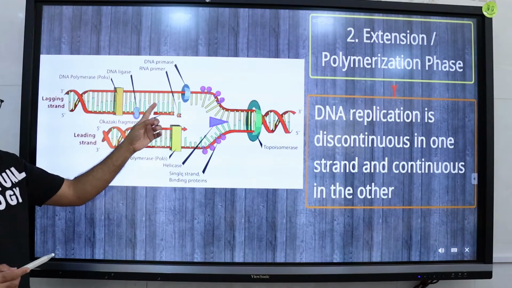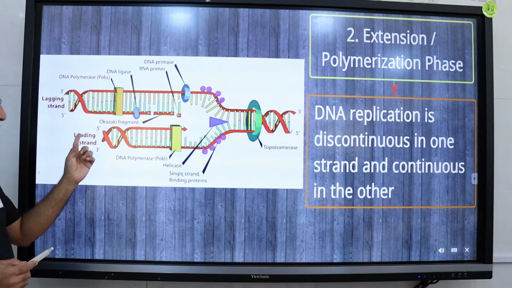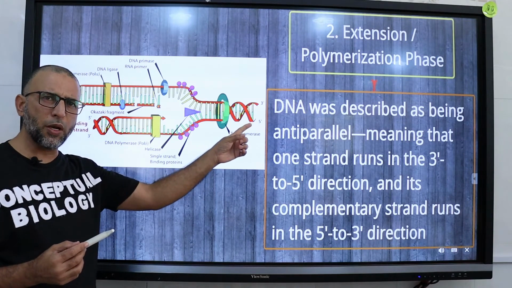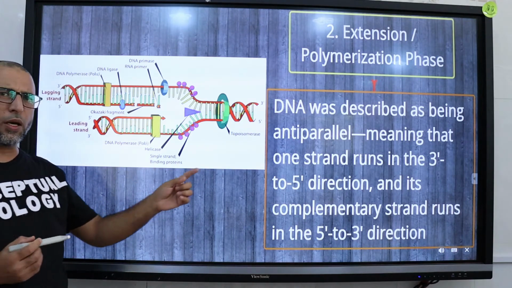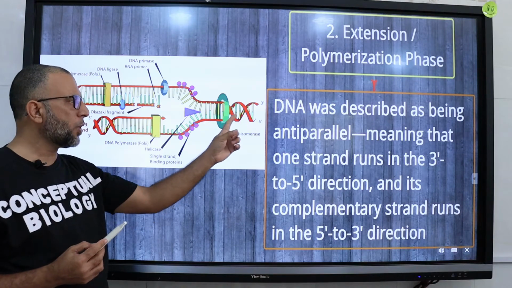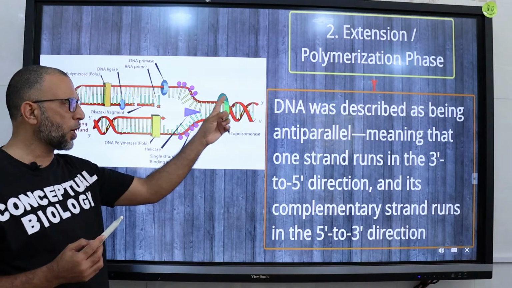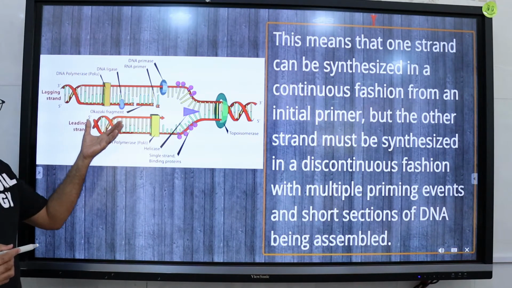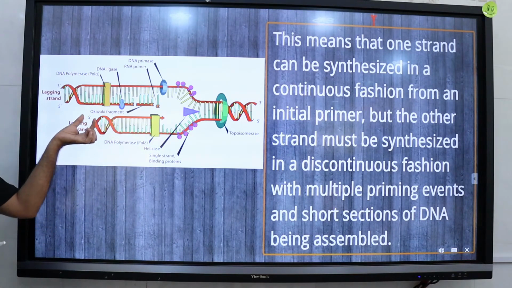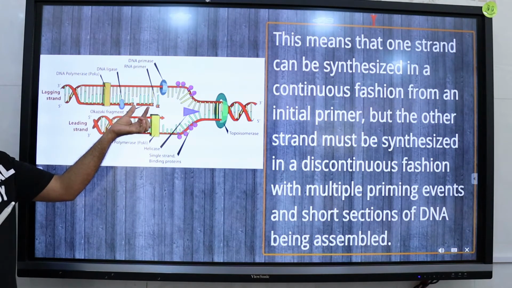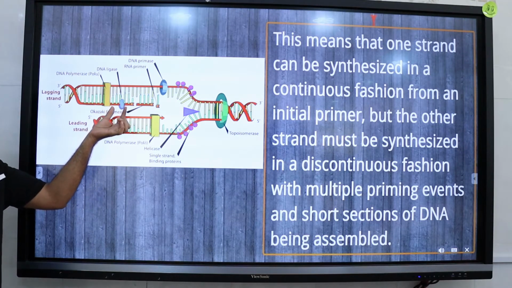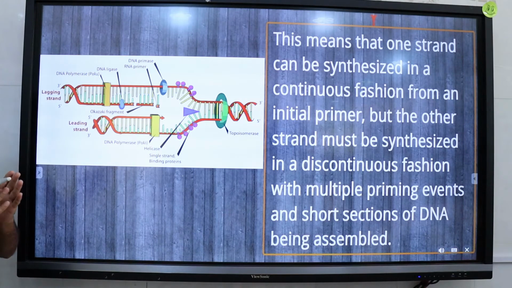DNA replication is discontinuous in one strand and continuous in the other strand. In DNA, the two strands are anti-parallel, meaning that one strand runs 3' to 5' and the second strand runs from 5' to 3'. This means that one strand can be synthesized in a continuous fashion from an initial RNA primer, but the other strand must be synthesized in a discontinuous fashion, with multiple priming events and short sections of DNA being assembled.